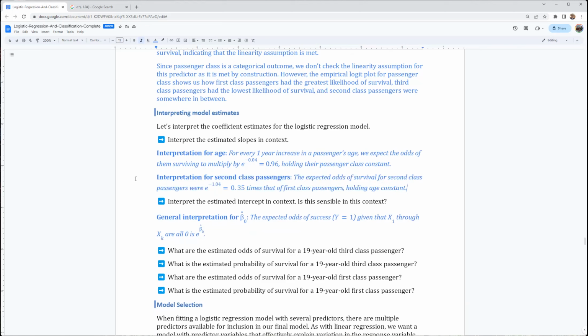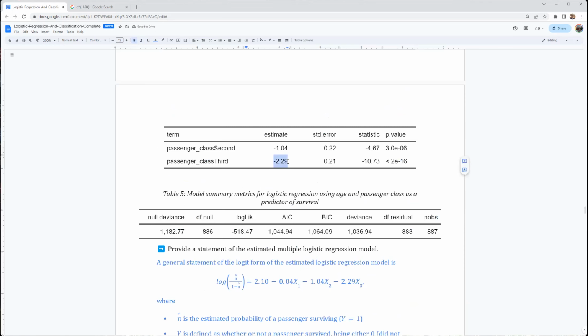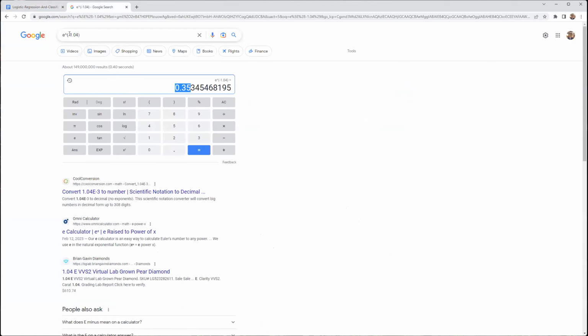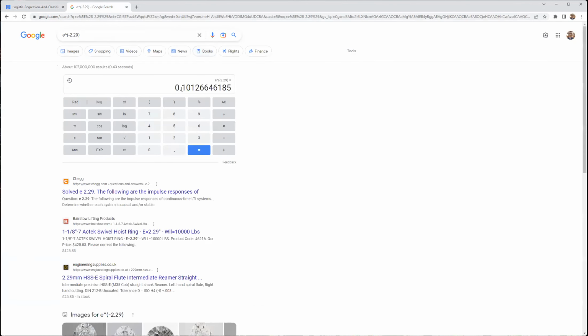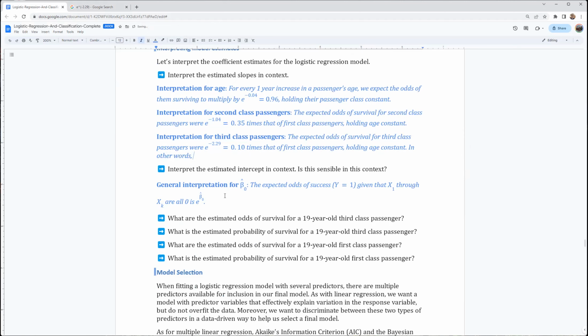We can interpret the effect of being a third class passenger similarly. So for third class passengers, let's see what the effect was. Okay. Even bigger number, more negative. Again, not surprising. Using Google again. Oof, not looking good for the third class passengers. So the expected odds of survival for third class passengers were about 0.1 times that of. So in other words, instead of using decimals, the odds of a first class passenger.